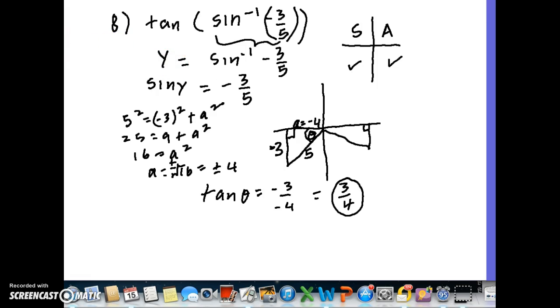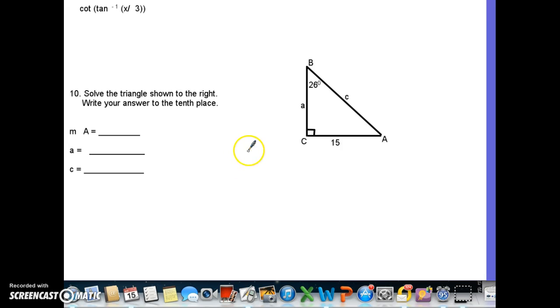Let's take a look at what else we have. This one is fairly easy. Maybe I'll do another one like this with you in class, but this one is easy. This involves solving a triangle, number 10. And let's go ahead and maybe finish off with this. We're given a right triangle, or a righteous triangle here, and we're given this leg as 15. We're given this angle is 26, and of course this is 90 degrees.